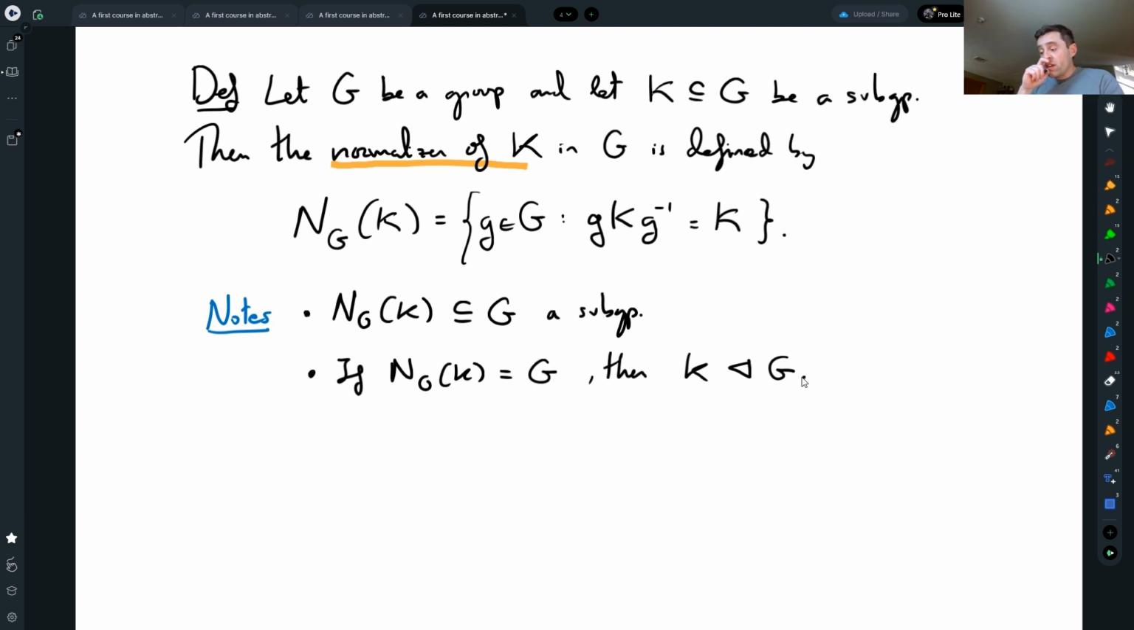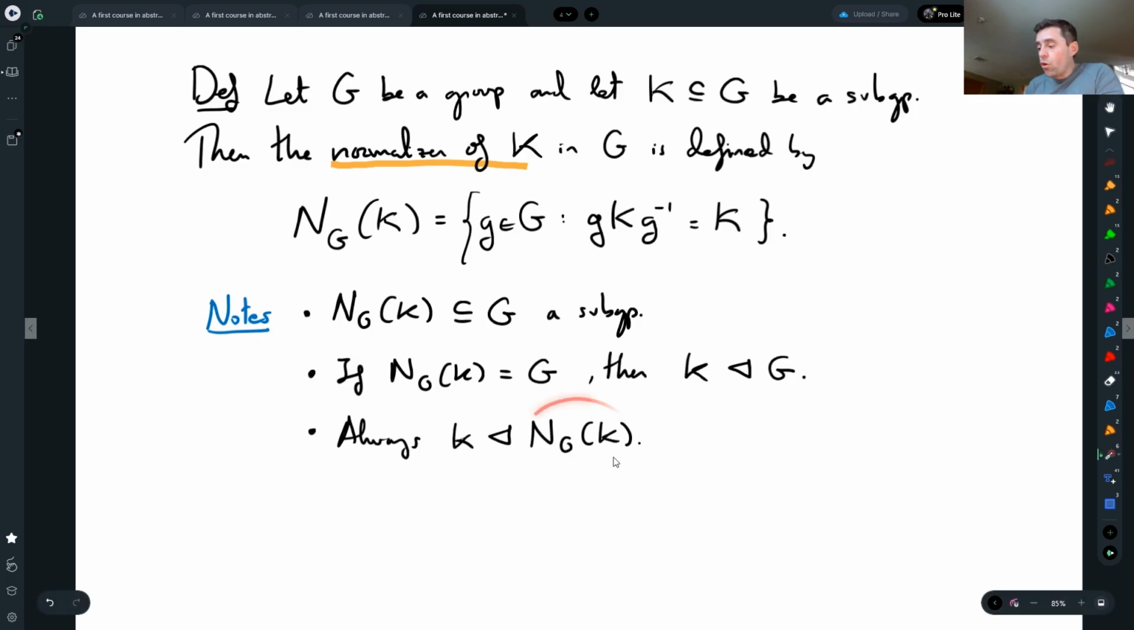So the normalizer is helpful to measure how far a group is from being normal. Great. Also notice that K is normal in G if the normalizer is all of G, but also always K itself is normal in the normalizer. Because if I take my group to be the normalizer, then everything in the normalizer satisfies this equality, so K is normal in the normalizer.